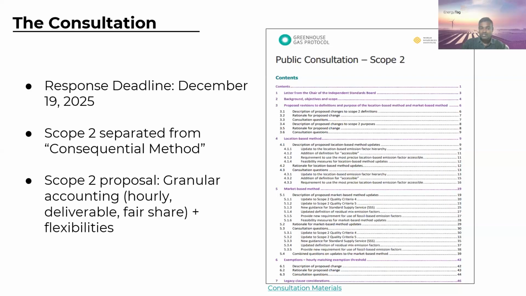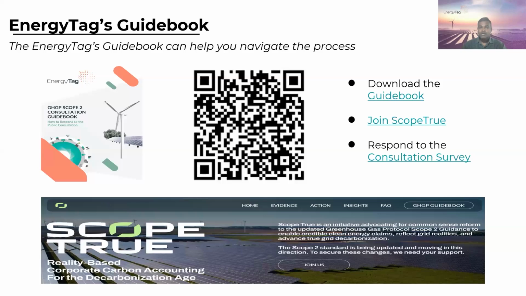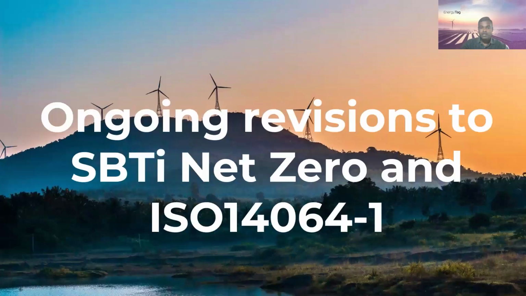Also, the Scope 2 proposal, in summary, is granular accounting: hourly, deliverable, and fair share plus flexibility. That's basically what hourly matching is. There is a guidebook which EnergyTag has developed. You can scan this QR code to download it. There is a dedicated Scope 2 website, which you can use to participate in the consultation process, like how to contribute or add your opinion. All this information, along with important dates, you can find in this guidebook.